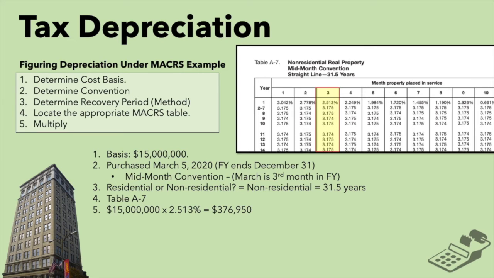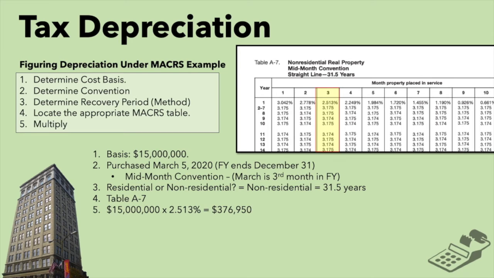And so then we look at this and we say for year 1, we are going to depreciate 2.513%. And so we go to our cost basis, which is $15 million. We multiply it times 2.513%, and we see our expense will be $376,950. So again, we have to know the cost first. Then we have to determine what kind of asset it is so that we know its convention, its recovery period and method. And then we've got to find the right table.